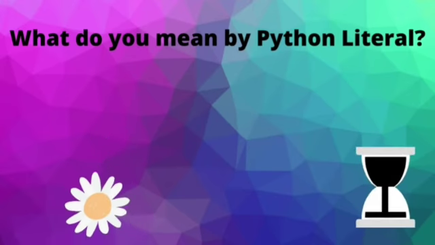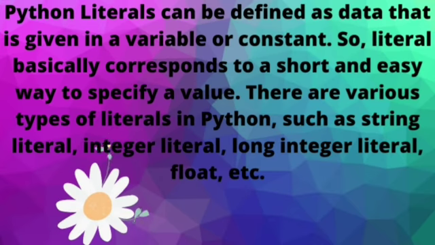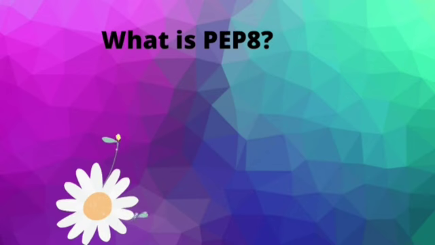And the answer is Python literals can be defined as data that is given in a variable or constant. So literal basically correspond to a short and easy way to specify a value. There are various types of literals in Python such as string literal, integer literal, long integer literal, float, etc. And next question, what is PEP8?